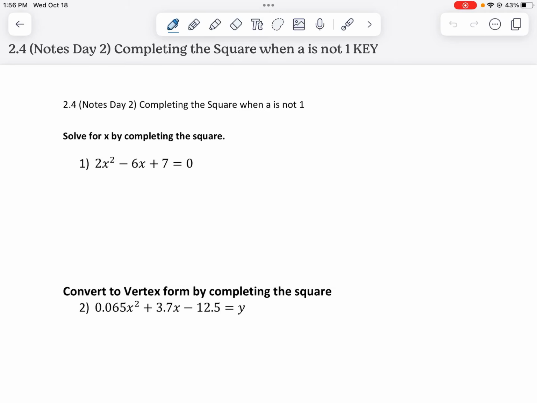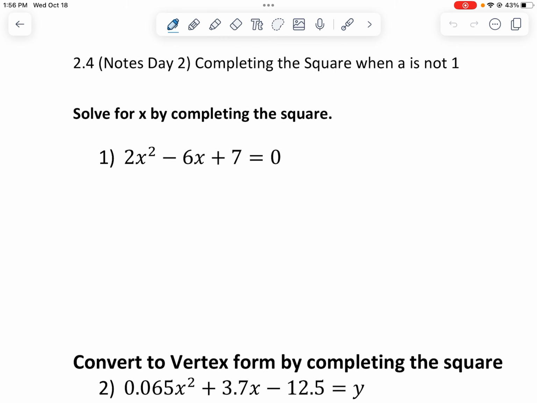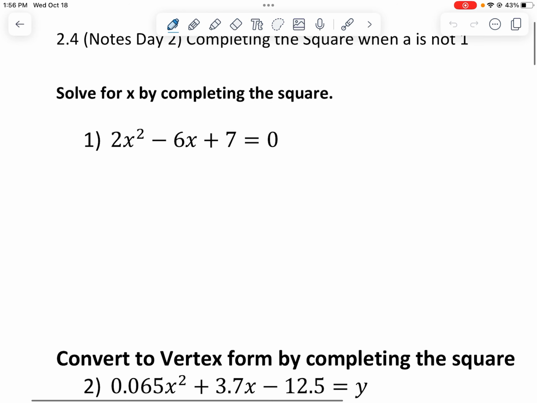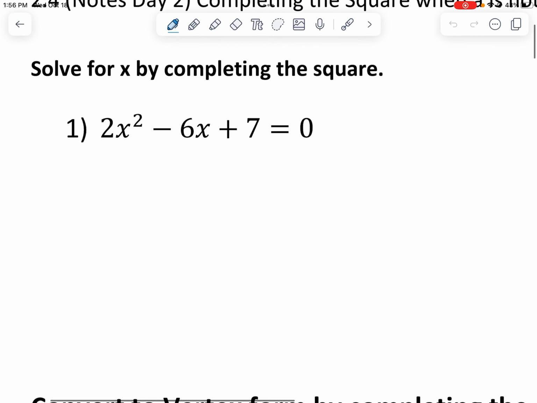Hey guys, so this is the 2.4 notes day 2, where we're going to take a look at completing the square when a is not 1. So for the first one, this solving question, it says solve for x by completing the square. We actually took a look at one like this yesterday, it was in your homework. But whenever you're solving for x and the a value is not 1, here it's 2, all you have to do is, whether it's a GCF or not, you're just going to divide the 2 out of everything.